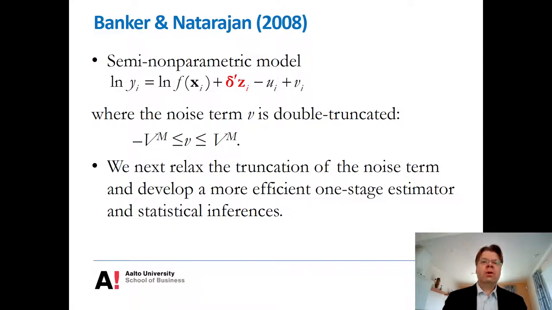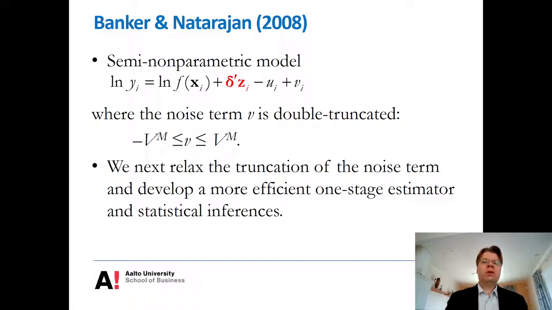So first, let me elaborate a little bit. Why do I call it semi-nonparametric and not just, for example, semi-parametric? The difference between parametric and non-parametric methods is that in parametric methods, we have some specific functional form assumptions for the variables of this regression function, and also for the composite error term. In the non-parametric case, we do not make any kind of prior distributional assumptions or functional form assumptions for the regression function.